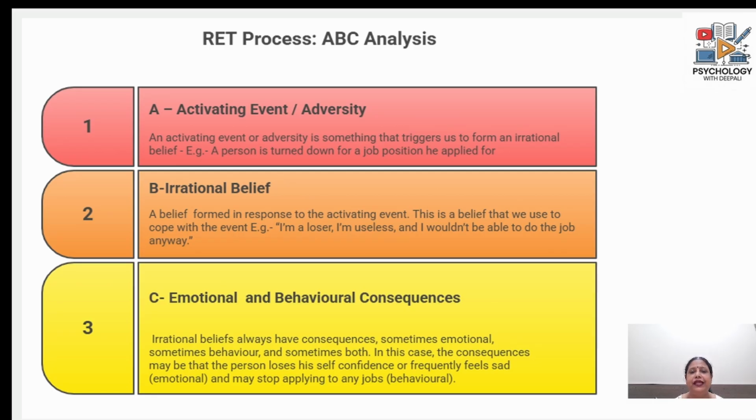So all the irrational beliefs that the person is now thinking about will always have some consequences. Sometimes it is emotional consequences, sometimes it is behavioral consequences, and sometimes it is both. So in this case, the consequences may be that the person loses his self-confidence. He may think that I never will be able to apply for any future jobs, and I may never get a job even if I apply. As well as he might have impact on his behavior, where he may start withdrawing from others. He will feel sad, that is the emotional consequence, and he may also stop applying to any further jobs.